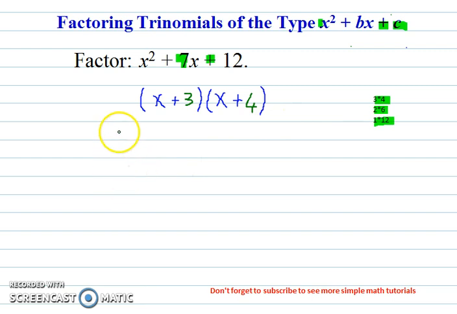Alright? So this is how you need to proceed to factorize a trinomial of the type x squared plus bx plus c. In a different video, we're going to work on examples where the signs are negative.